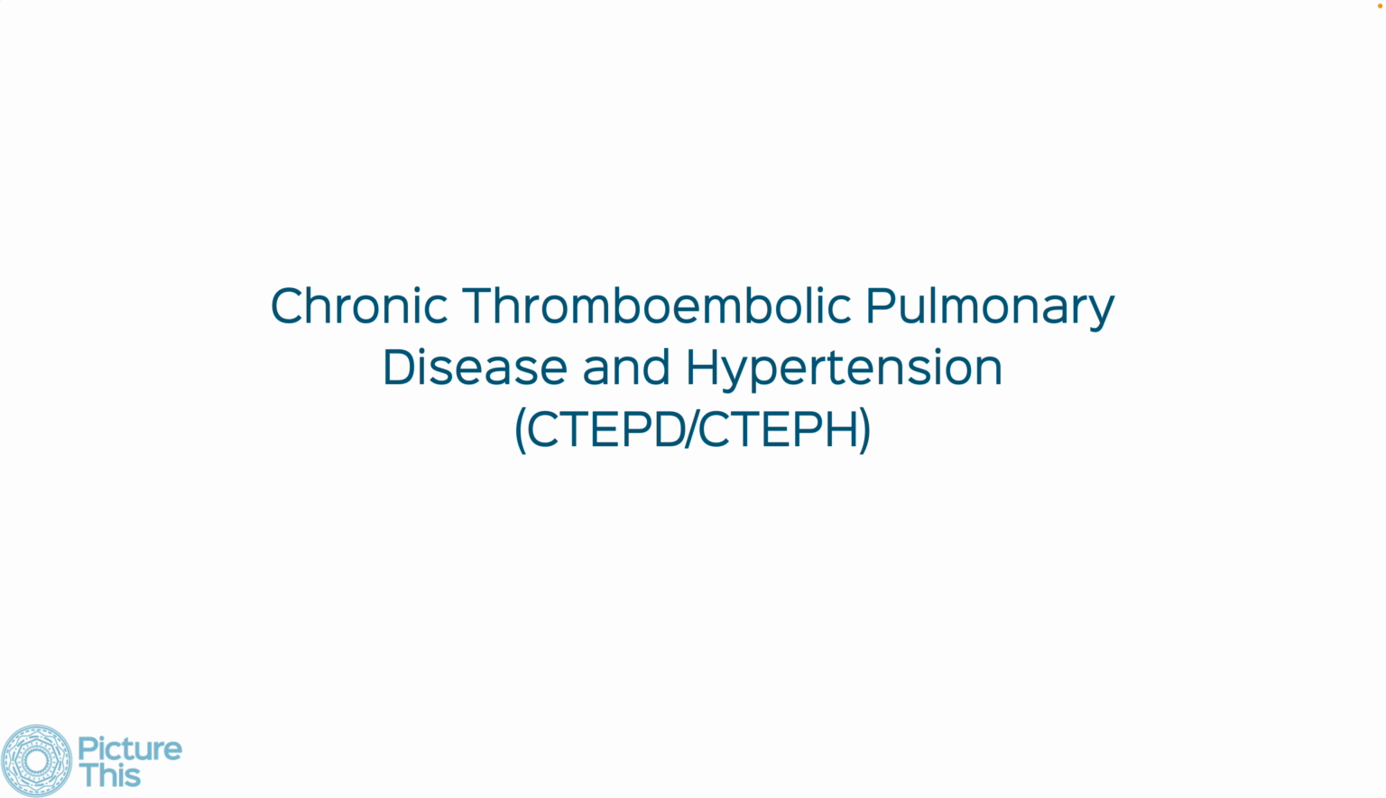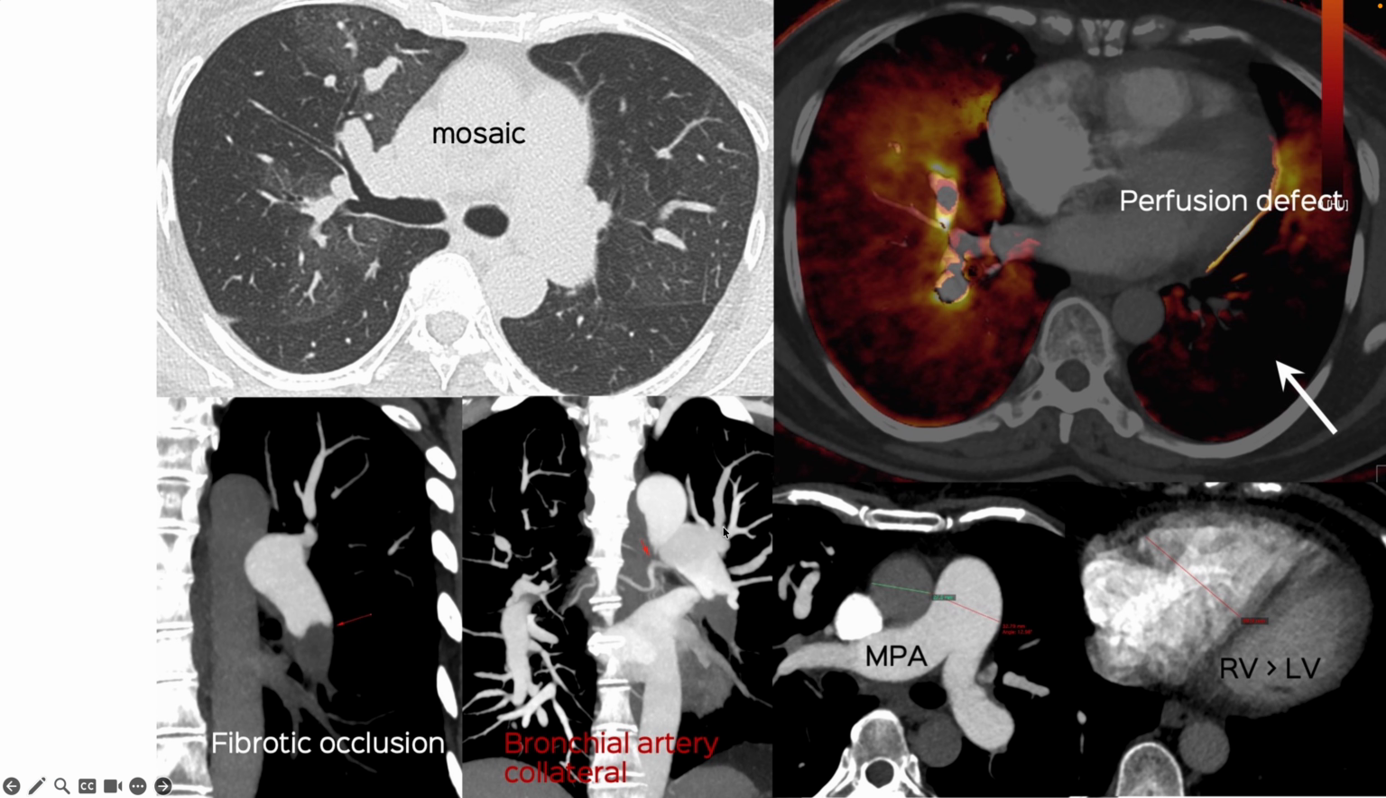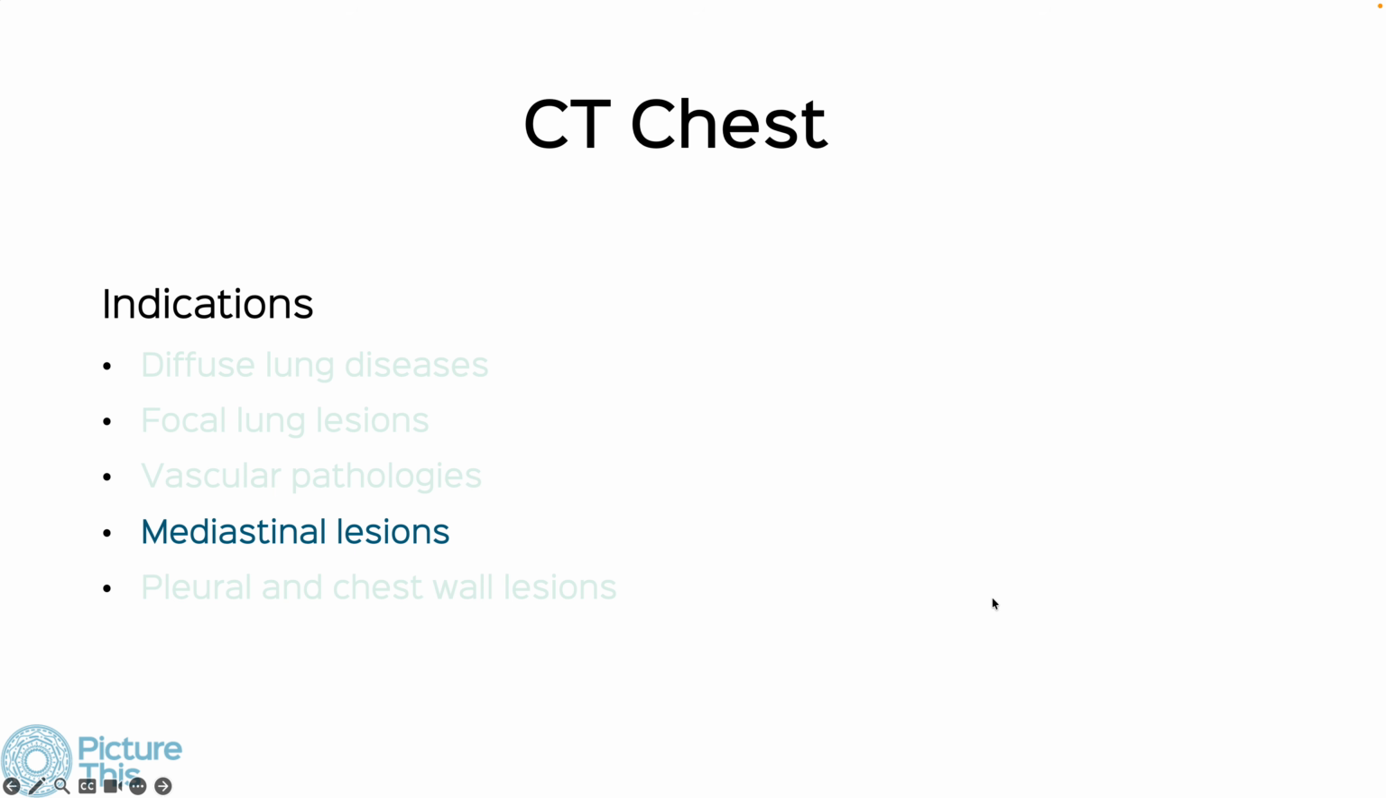Now, some of these vascular patients may present in a chronic manner, and we have an entity called chronic thromboembolic pulmonary disease and hypertension, where we may see a mosaic pattern on the HRCT, perfusion defects on the dual energy, filling defects on the CTPA, bronchial artery collaterals, and other parameters.